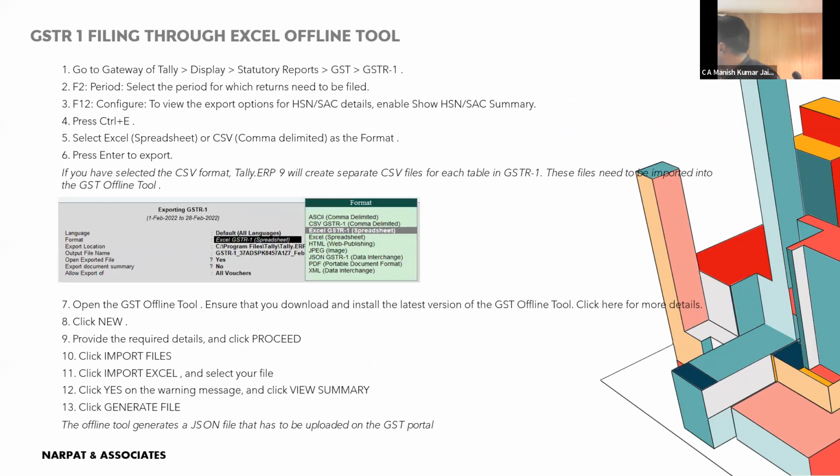These are Excel filing. If you want to go for Excel filing, you have to select the Excel GSTR1 spreadsheet, and you can file the return in the GST offline tool. Import, and if any errors are there, you must clear those errors. Again, generate the JSON file error free. Even after creating the JSON file error free, on the site it might show errors. That we'll discuss later on.